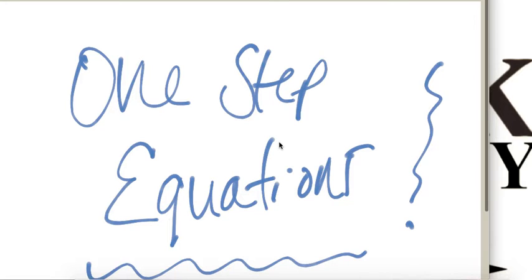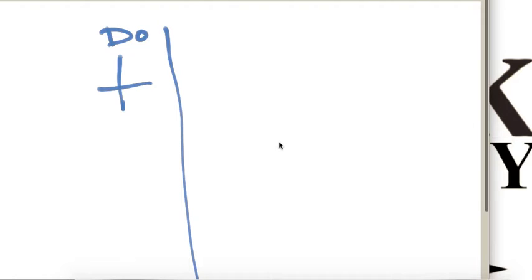One-step equations, we usually solve them by doing the inverse operation. What are inverse operations? They are the opposite of the operation that's occurring. So for example, if my problem has addition in it, to solve for that variable, we have to do the inverse. Then we solve the one-step equation by undoing it. And undoing an addition problem is doing the inverse, which is subtraction.